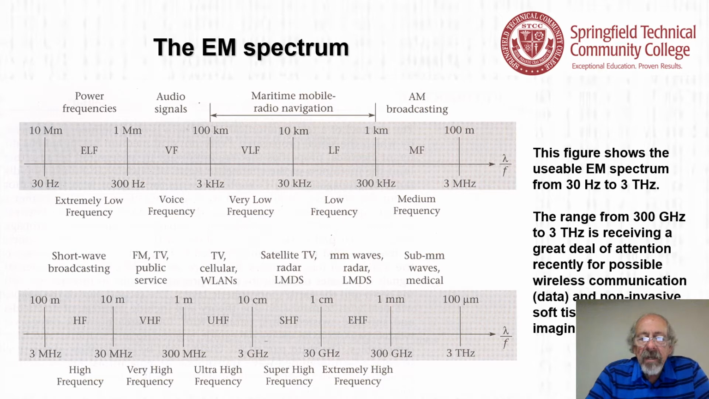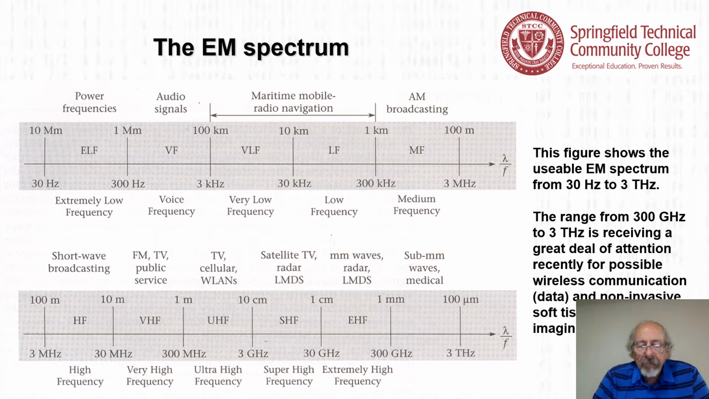We don't have a designation yet really for 300 gigahertz to 3 terahertz. We might call that infrared, actually. Up above, we see shortwave broadcasting for the high frequencies. For VHF, we have FM, TV, public service. For UHF, TV, cellular, wireless LANs. Super high frequency, satellite TV, radar, LMDS, which is a service which is really a local microwave distribution service, which has really gone away at this point in time. 30 gigahertz to 300 gigahertz, millimeter waves, radar, again LMDS, 300 gigahertz to 3 terahertz, sub-millimeter waves, medical.